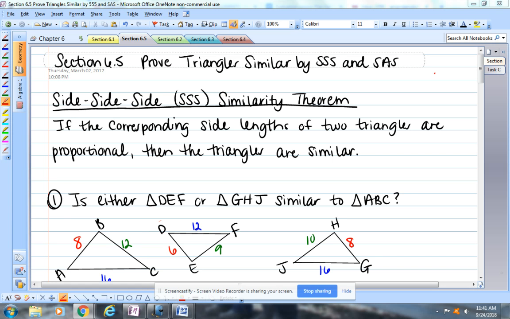Okay, so the last section in chapter 6, we're going to be talking about triangle similarity by side, side, side, and side, angle, side. The side, side, side theorem is on your theorem sheet, and it says if the corresponding side lengths of two triangles are proportional, then the triangles are similar. So if we have corresponding proportional sides, then we have similar triangles.